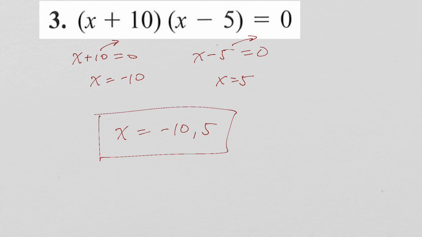The shortcut is it's always going to be the opposite of this because you're moving this over, and this number divided by the coefficient, because if there was a coefficient here, we divide it on each side. So it would be -10 over 1 and +5 over 1.